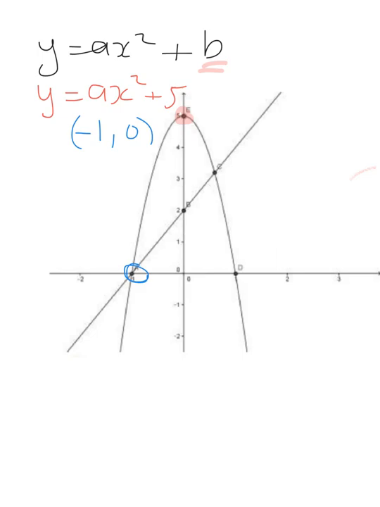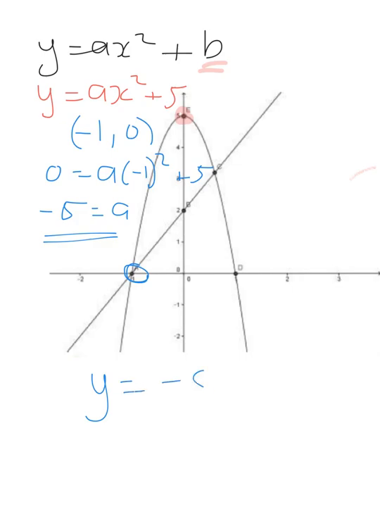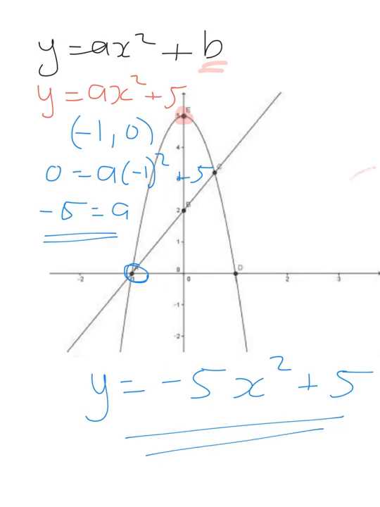So we end up with 0 is equal to a(-1) squared plus 5, minus 5 is equal to a, and so there we go. And we know that should work because it's a negative a value, which means it's a sad face graph, and clearly we can see that this here is a sad face graph. So my function is then, oh, wrong colors, y is equal to minus 5x squared plus 5. Right, so that's how finding the equation works from the function.